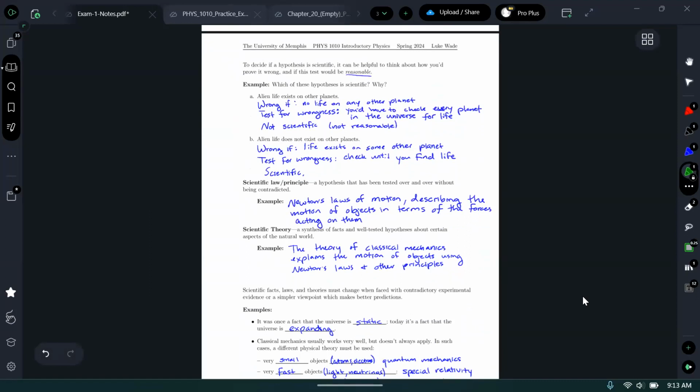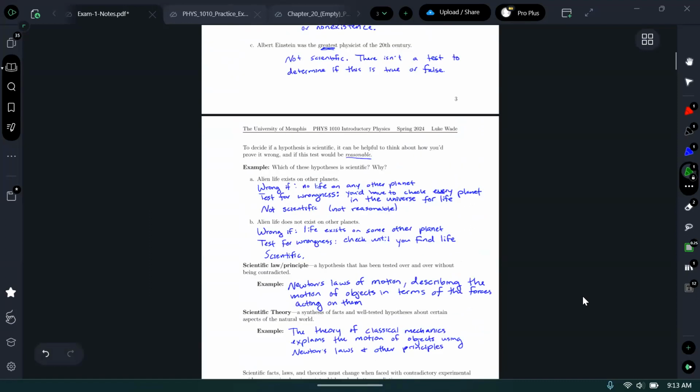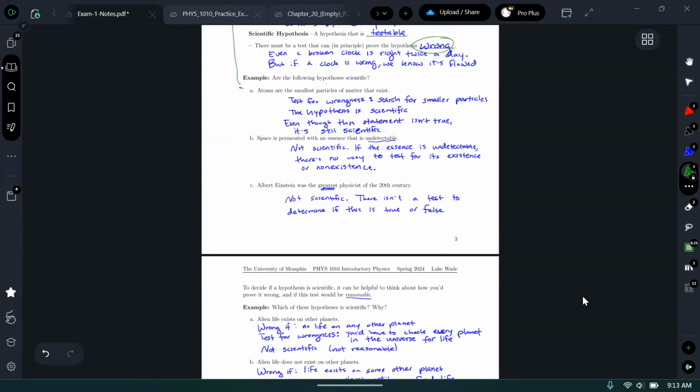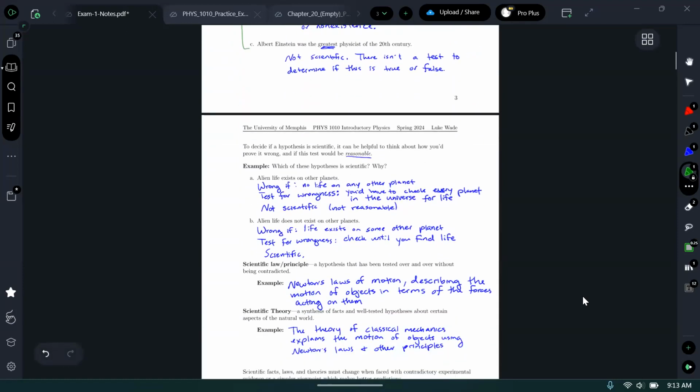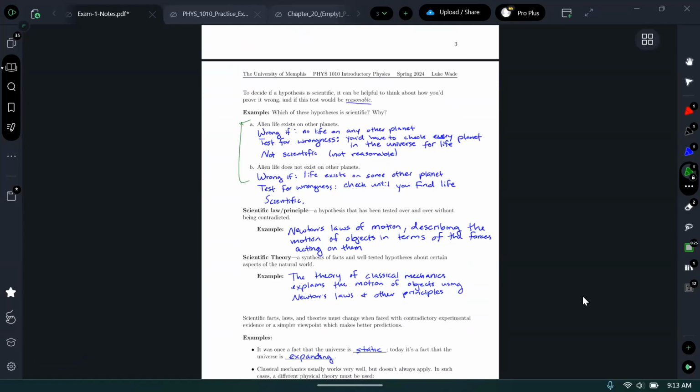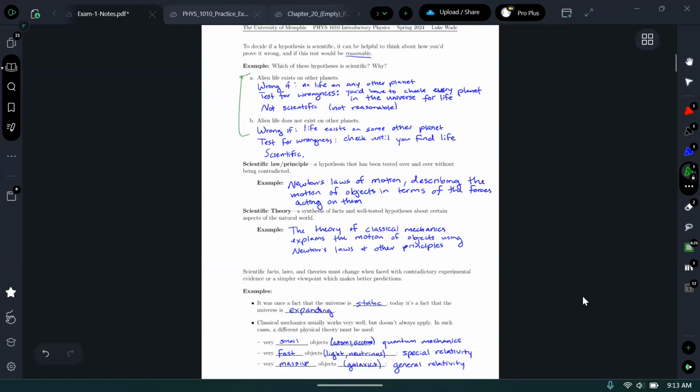So expect a lot of questions like, is the statement that's given scientific or not scientific? And maybe these, but this was where we had to be really careful and think about the distinction between these two, and that's trickier. So I'm more focused on the ones where it just gives you a statement, says, is it scientific or is it not?